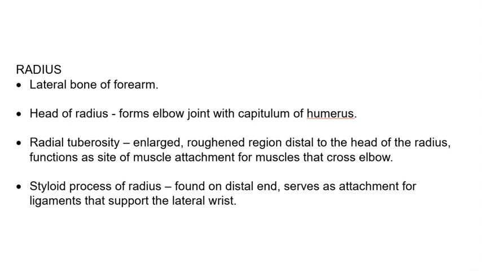The forearm, or the antebrachium, consists of two parallel bones. The radius is the lateral bone of the forearm. The head of the radius forms part of the elbow joint with the capitulum of the humerus. The radial tuberosity is an enlarged, roughened region that is just distal to the head of the radius, and it functions as a site of muscle attachment for muscles that cross the elbow joint. The styloid process of the radius, which is found at its distalmost end, serves as an attachment site for ligaments that support the lateral side of the wrist.